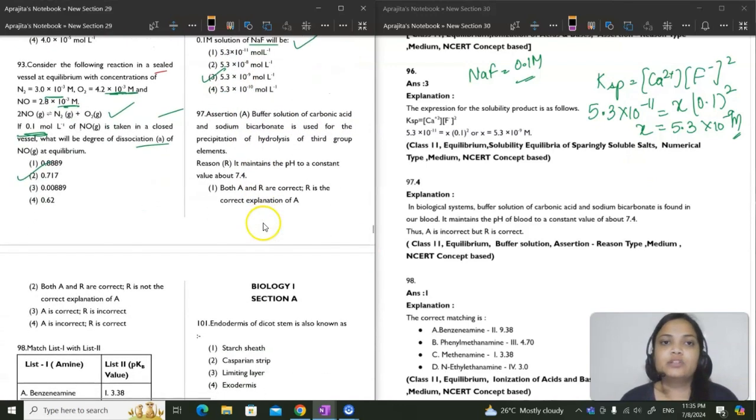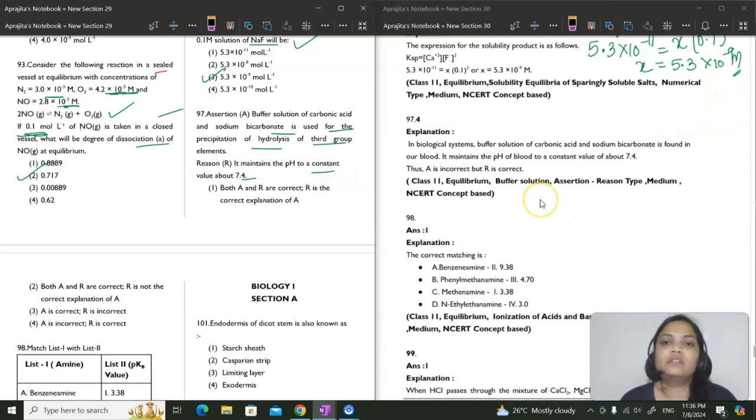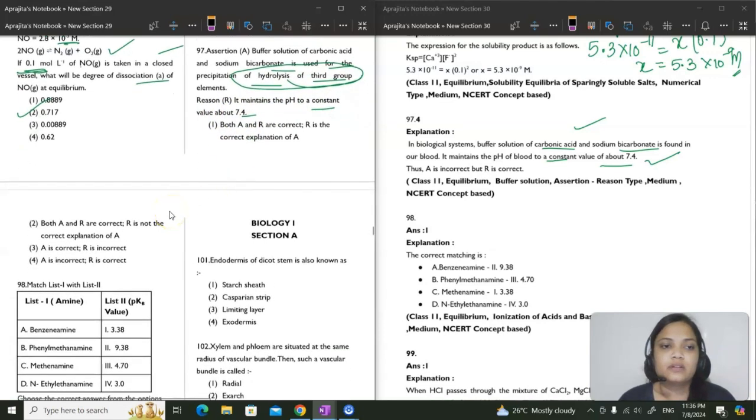Next question. Assertion: Buffer solution of carbonic acid and sodium bicarbonate is used for precipitation of third group elements. Reason: It maintains the pH at a constant value of 7.4. So you know students, in biological systems, the buffer solution of carbonic acid and sodium bicarbonate is found in our blood. It maintains the pH of the blood, which is around 7.4. So it's not used for the precipitation of third group elements. So the assertion is incorrect, but the reason is correct. So it's option number 4.